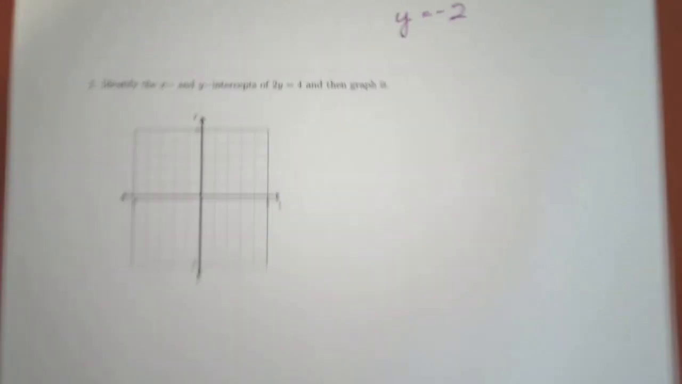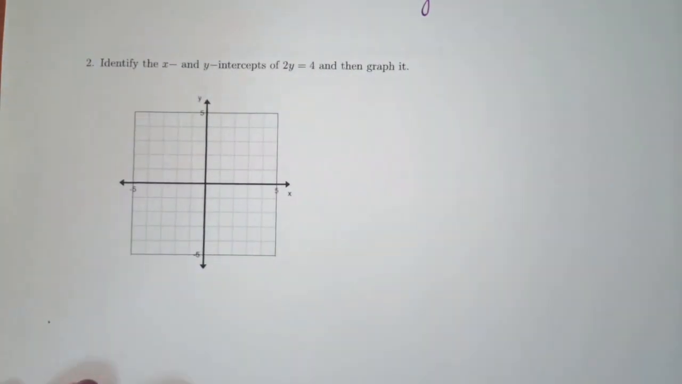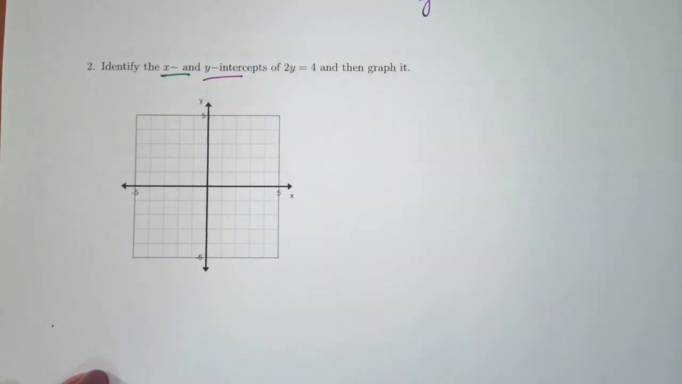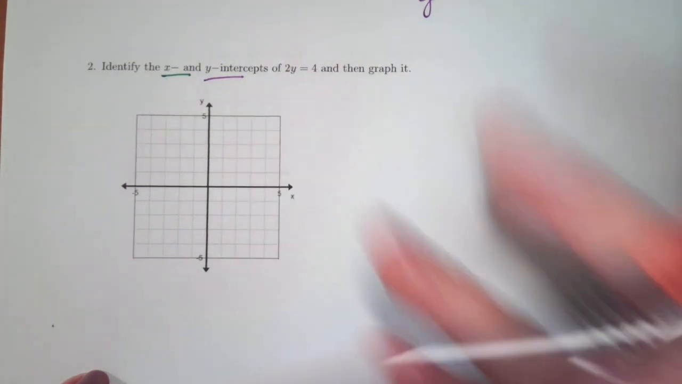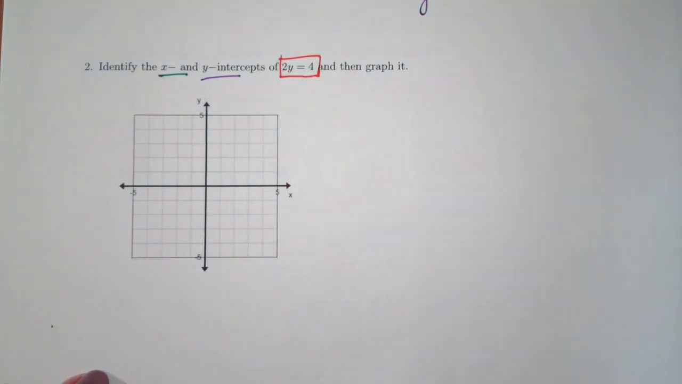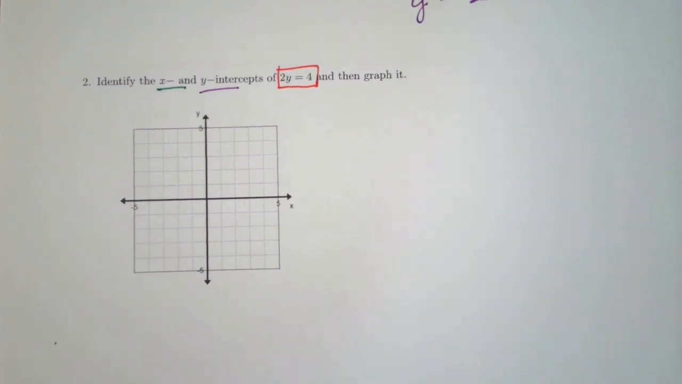Problem 2 is basically the same problem, so let's work on that one. We want to again identify the x-intercept and the y-intercept of 2y is equal to 4. Okay. Well, I notice right off on this equation that there's only one variable. So I'm going to first look at that, and I know if there's only one variable, then it has to be a horizontal or a vertical line.